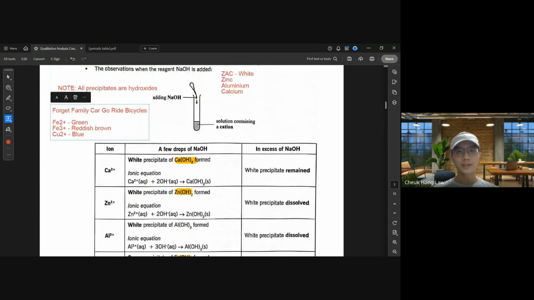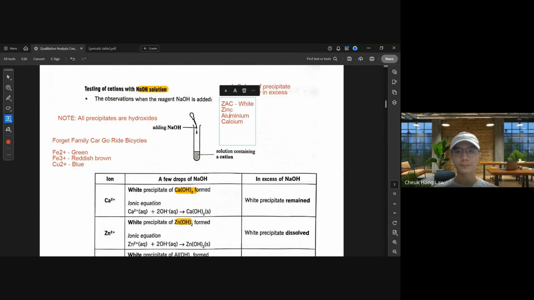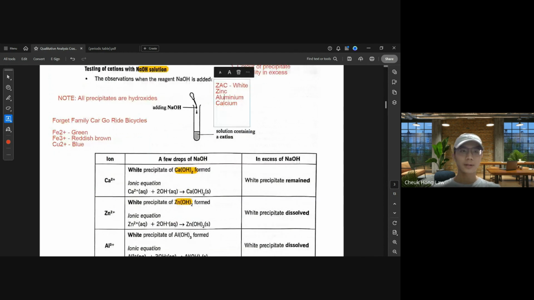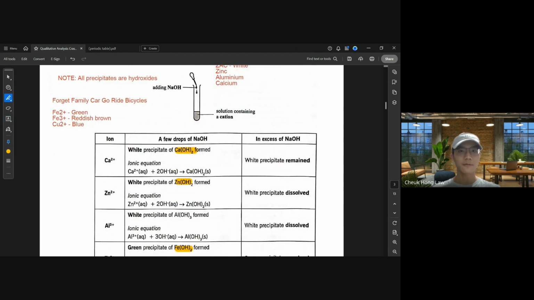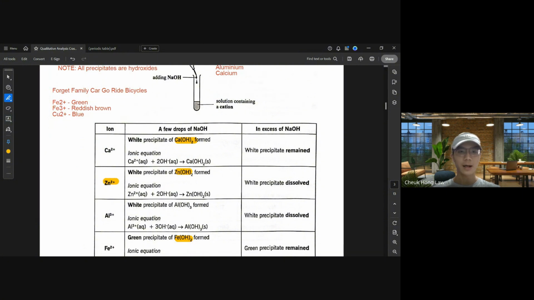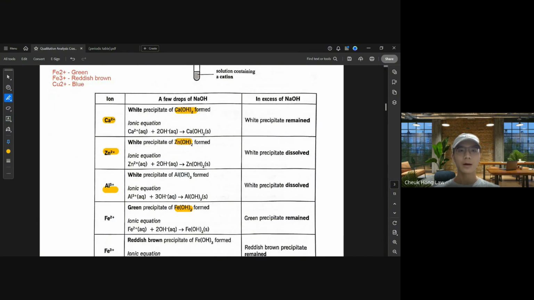Okay, so you just need to remember these two, ZAC and forget family car, go ride bicycles. Once you remember these two, then you will never forget the colors of the precipitate. So I just repeat. For ZAC, you have zinc, aluminium, and calcium. All these three you will have white precipitates. As you can see, white precipitates form. So you have zinc hydroxide, aluminium hydroxide, and calcium hydroxide.